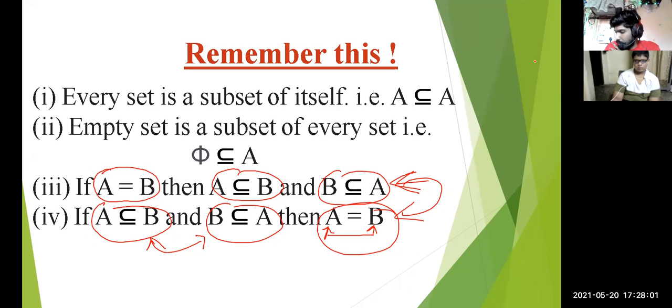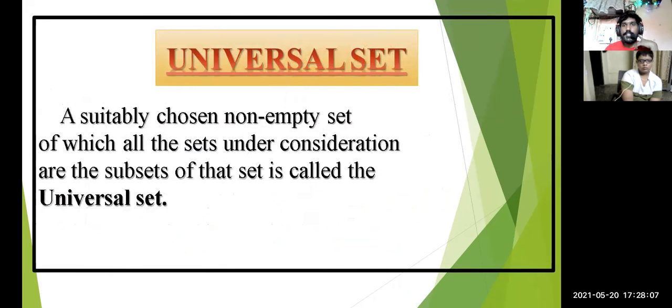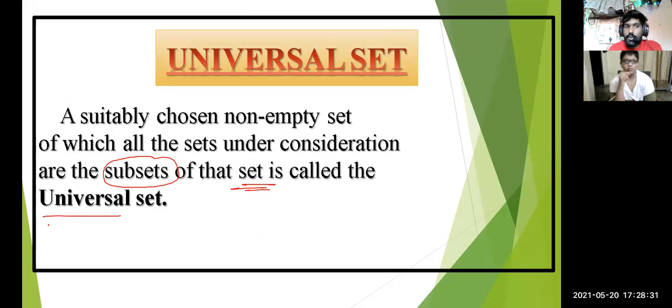Okay, so the next concept is universal set. So let's understand what is a universal set. A suitably chosen non-empty set of which all the sets under consideration are the subsets of that set, then that set is called a universal set. I'll repeat it. You may not understand the definition at once, but when we solve more examples, you will get a clear picture of what exactly a universal set is.